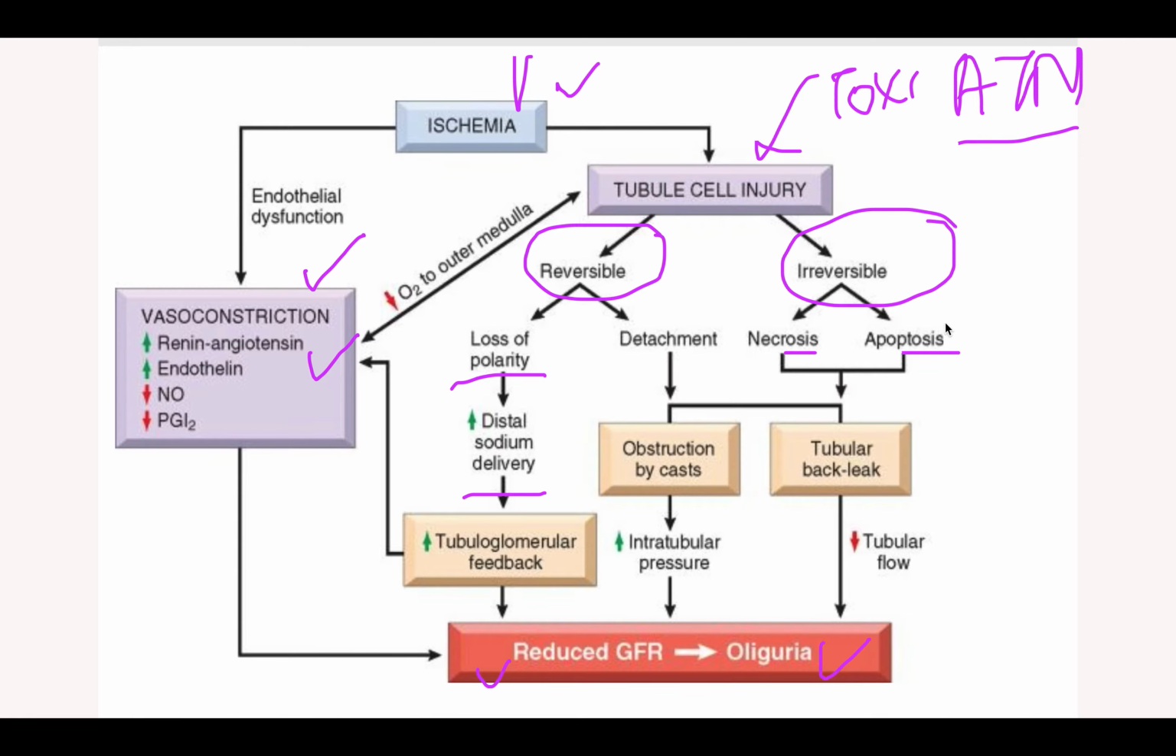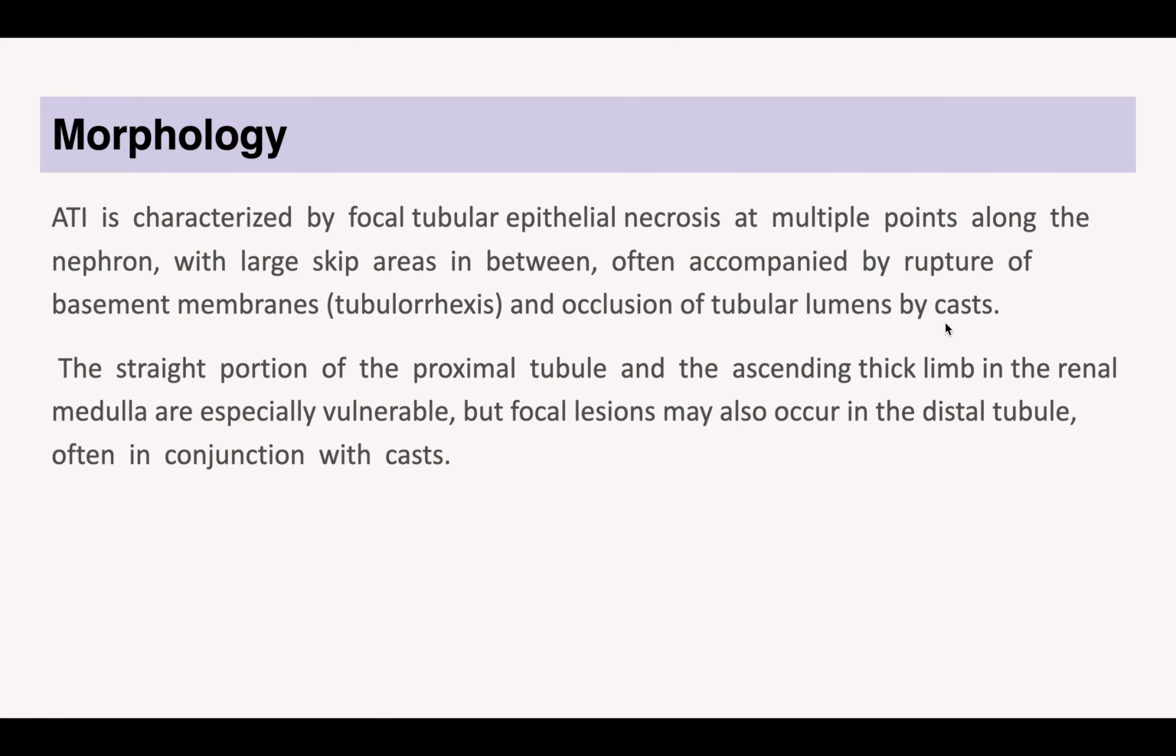Whenever this happens, there will be reduced GFR, and this will lead to reduced GFR and oliguria. Now going to the morphology, ATI is characterized by focal tubular epithelial necrosis.